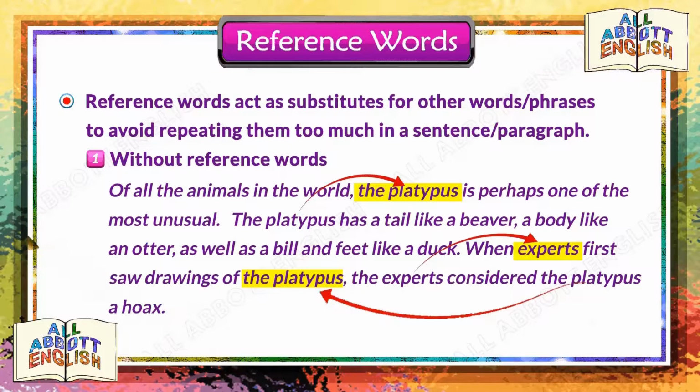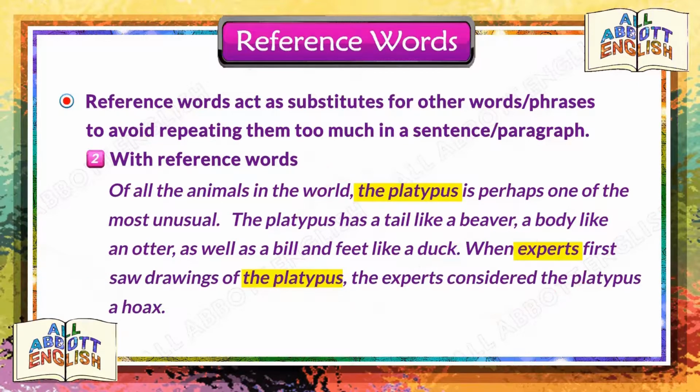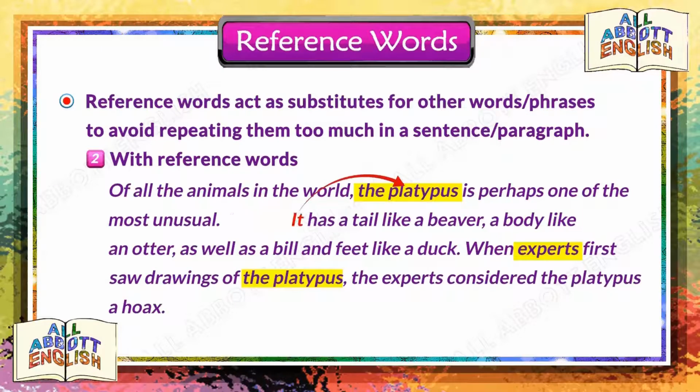Next, let's look at how the text can be transformed, using reference words. In this text, we use the personal pronoun, it, to refer back to the platypus, to avoid repeating the words. Next, the noun, experts, is replaced by the personal pronoun, they. Therefore, they is the reference word for the experts.